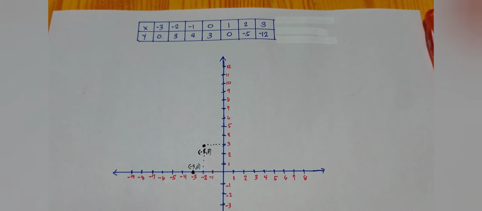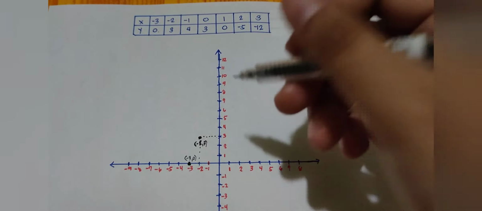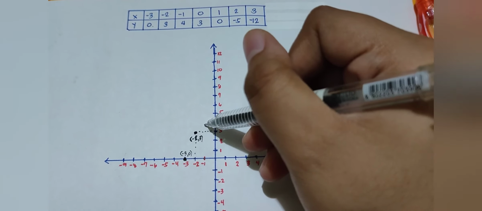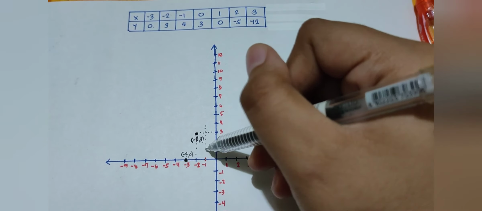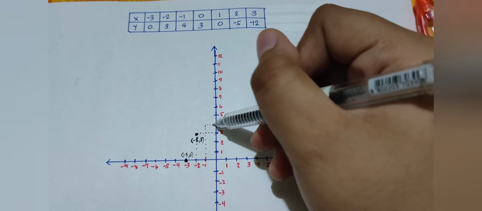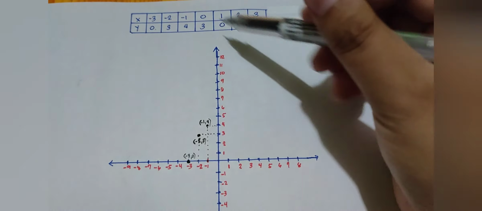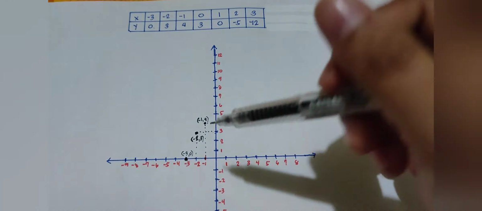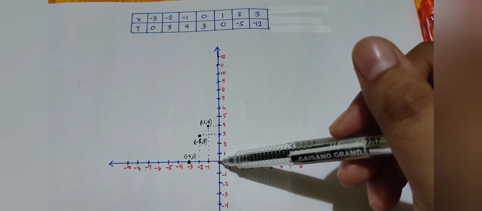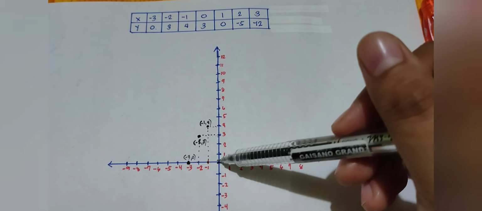The next is negative 1 and positive 4. So, lagyan natin ng ganito para makita nyo. Then, yan. Negative 1 and 4. So, dito. Ito is negative 1 and 4. Next is 0 and 3. So, 0 is x, then 3. So, ito. 0, then 3. So, dito siya.